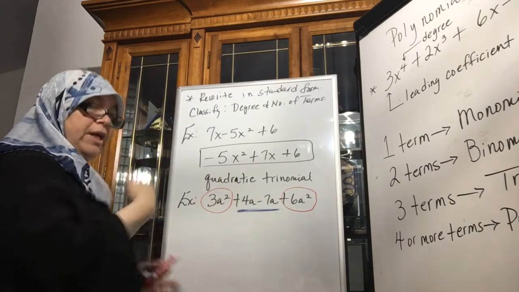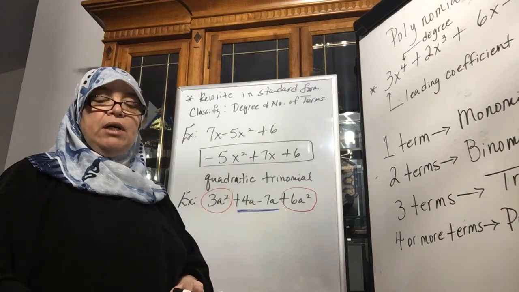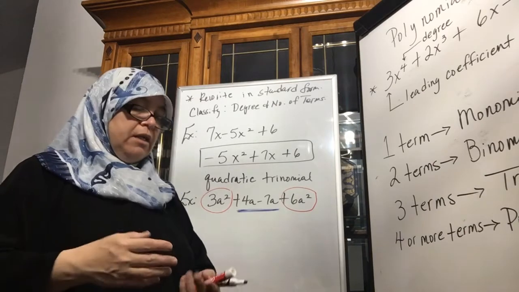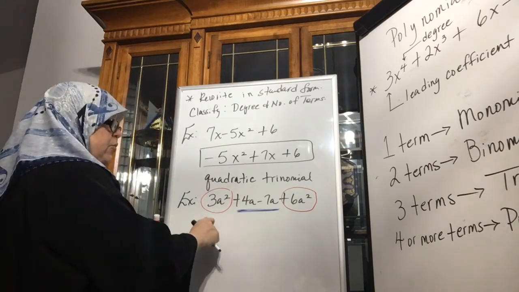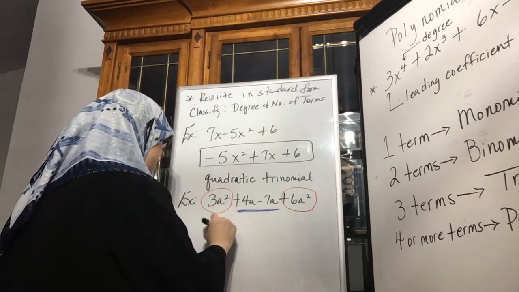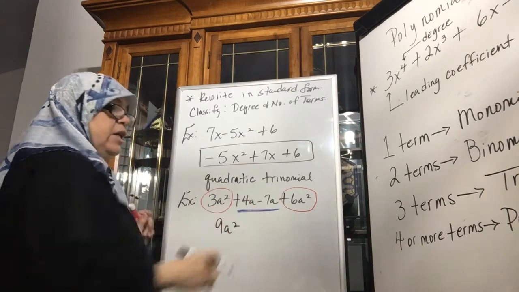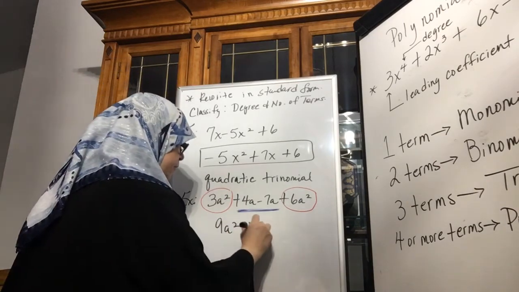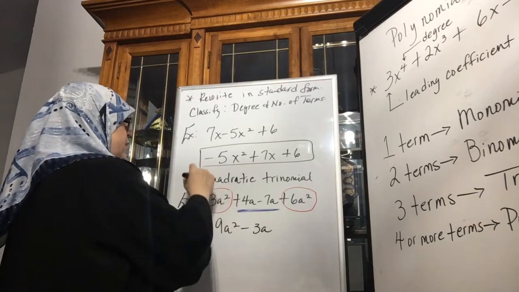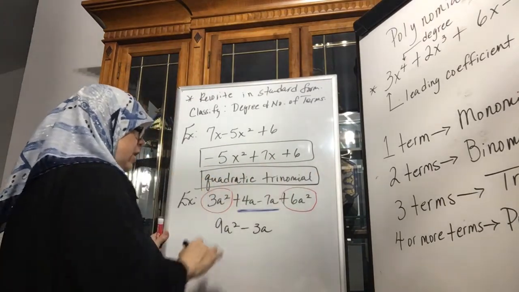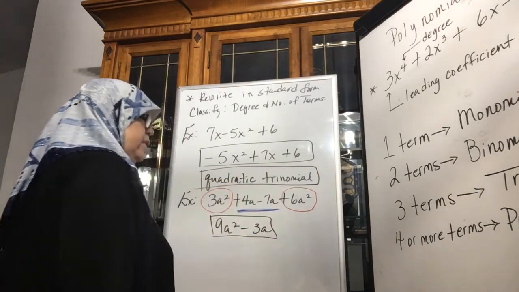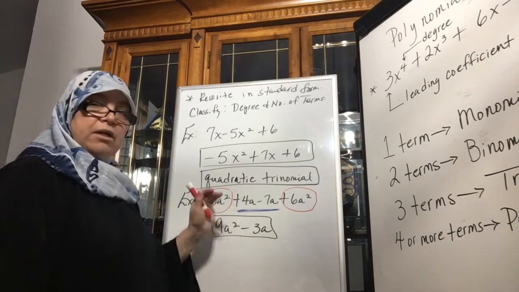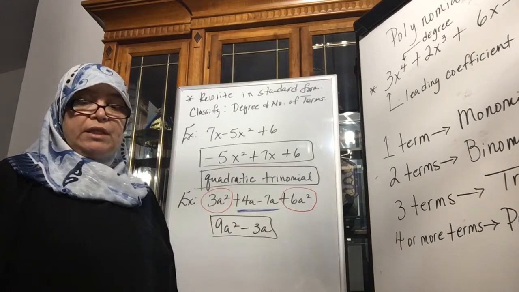So before you rewrite, guys, or before you classify as well, go ahead and combine any like terms, simplify it as much as possible, then classify it. So in this case, 3a squared plus 6a squared is 9a squared. Then you have 4a minus 7a, it's negative 3a. All right, don't forget that this was also part of the answer on the previous question. So here is our first answer. That's the rewritten. It's in standard form.